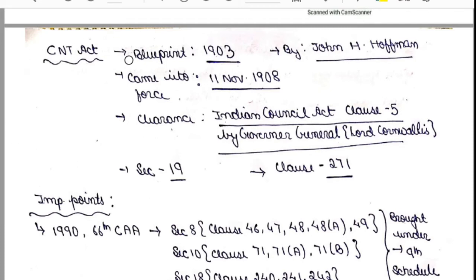So let's go into the detail of the Chota Nagpur Tenancy Act. We have seen the introduction portion of the Chota Nagpur Tenancy Act. Now we will see the CNT Act in detail. Say, the blueprint for Chota Nagpur Tenancy Act was readied in the year 1903 by John H. Hoffman. So this is also a very important point, that the blueprint of the CNT Act was readied in the year 1903, and by whom? So by John H. Hoffman.